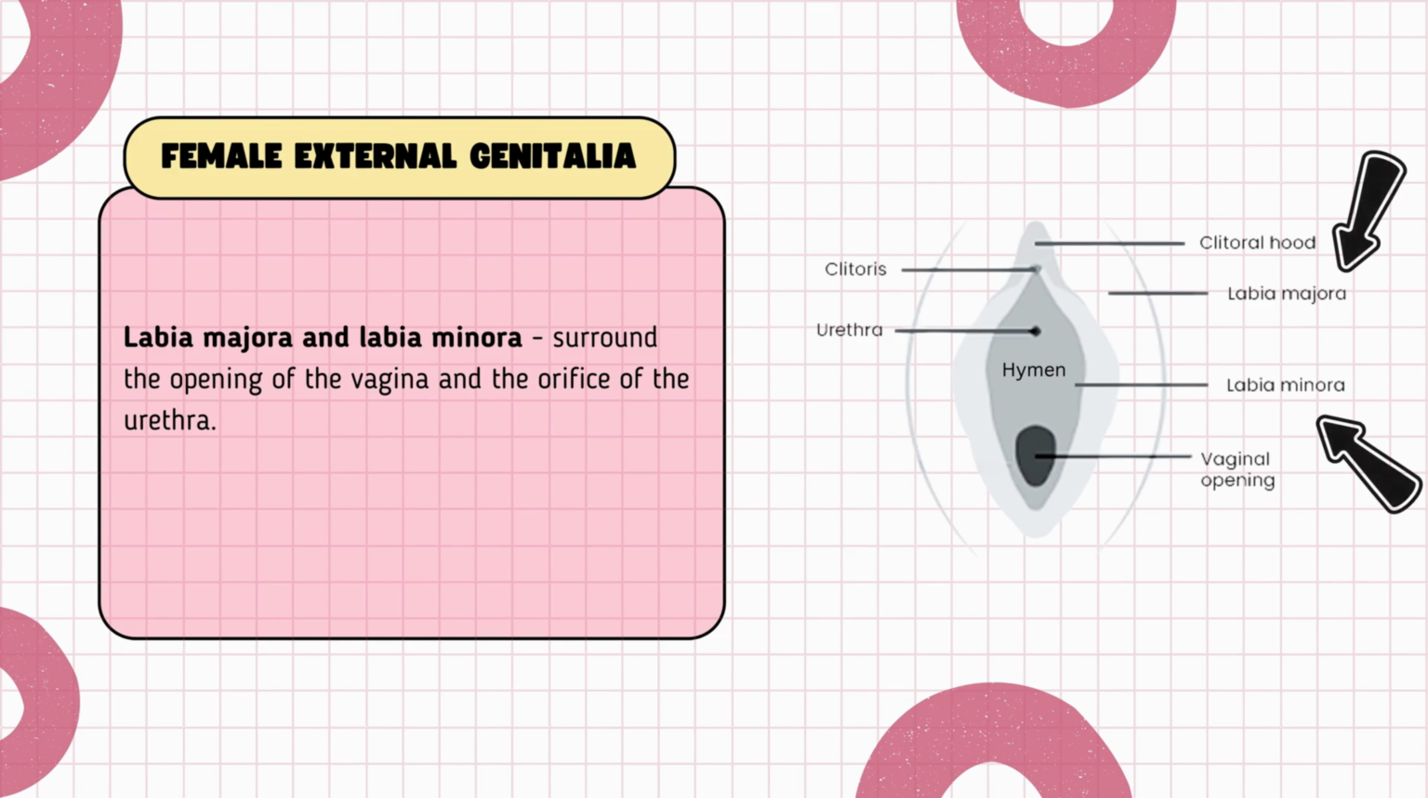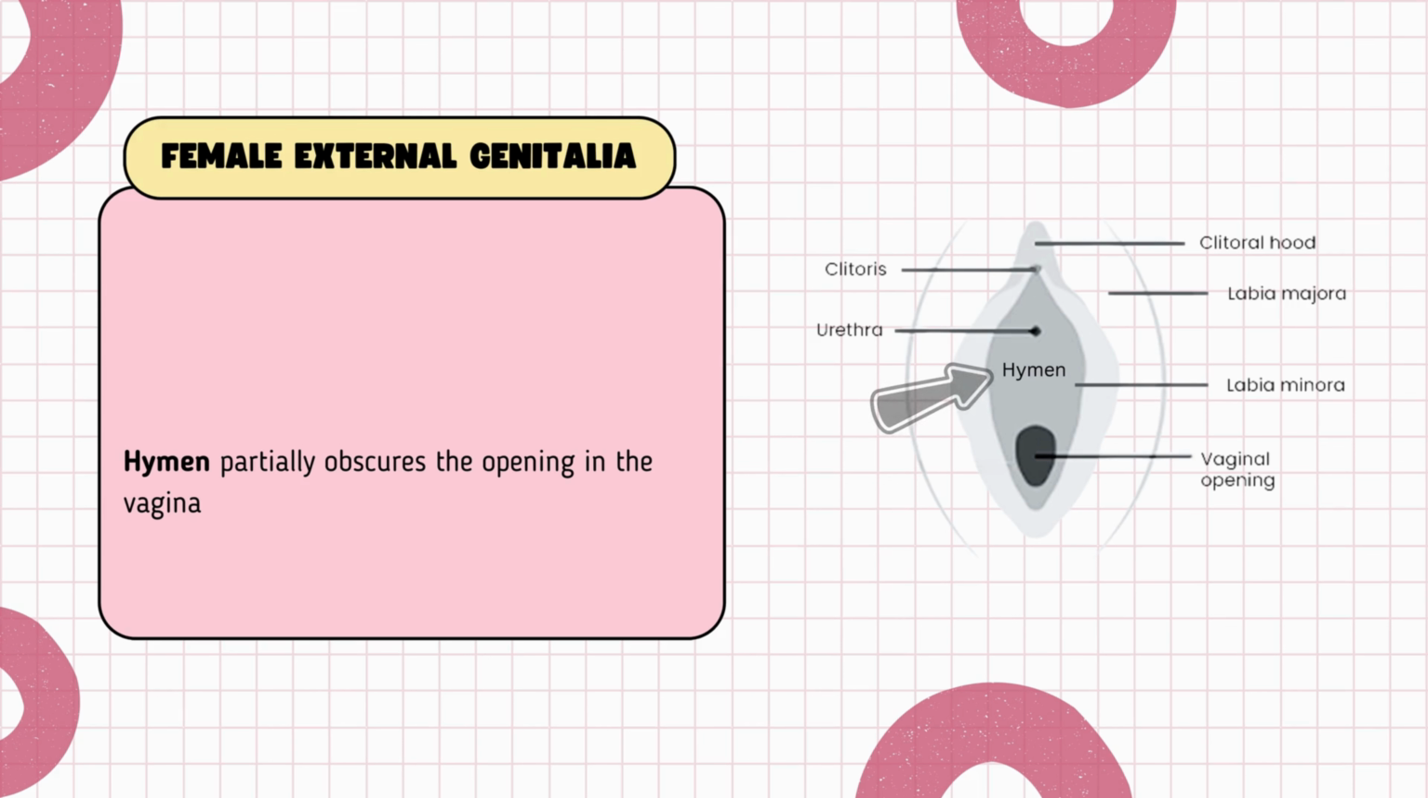The labia majora, containing fatty tissue, serve to protect the vulva. Two thin folds of skin, the labia minora, surround the opening of the vagina and the orifice of the urethra. A thin strip of tissue known as the hymen partially obscures the opening in the vagina of humans at birth, but it thins with age and can usually be worn away with normal physical activity.